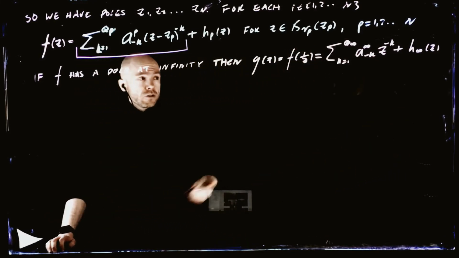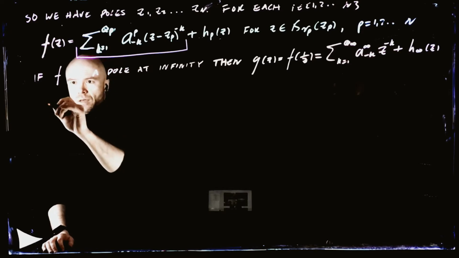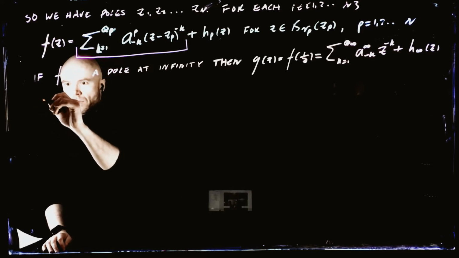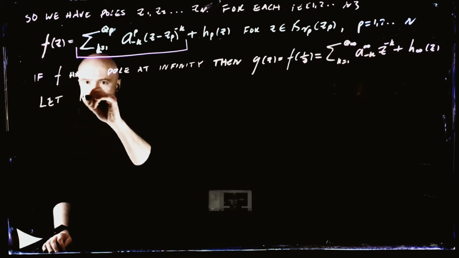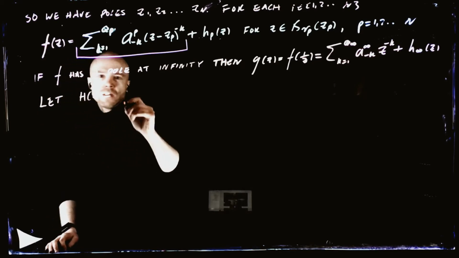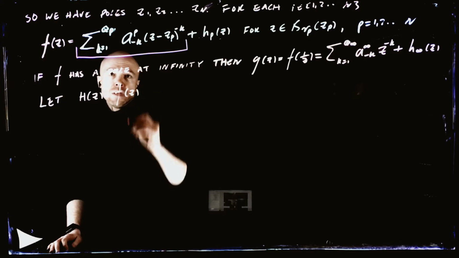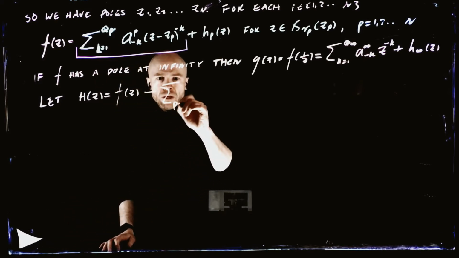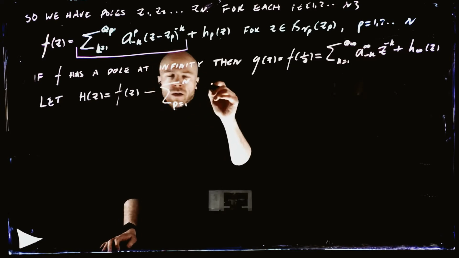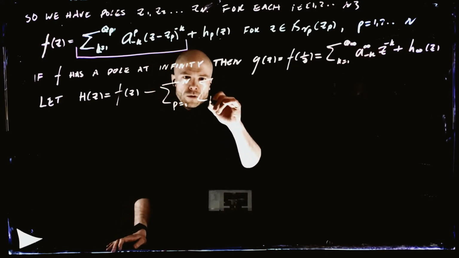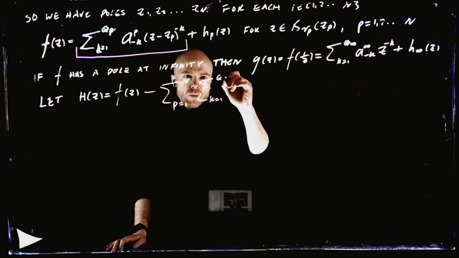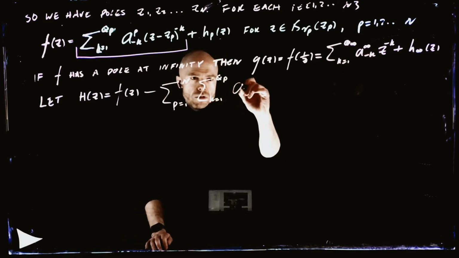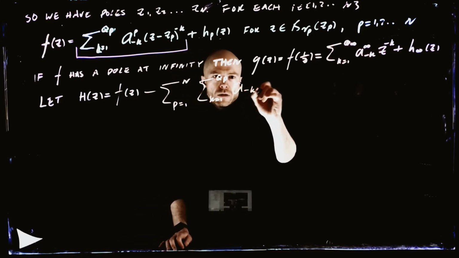So let us strip away all of this stuff. Let h of z be f of z minus the sum from p equals 1 up to n, the sum from k equals 1 up to q_p of these parts right here.